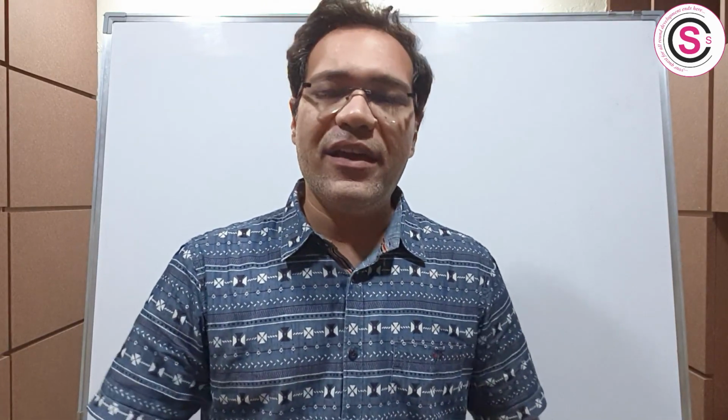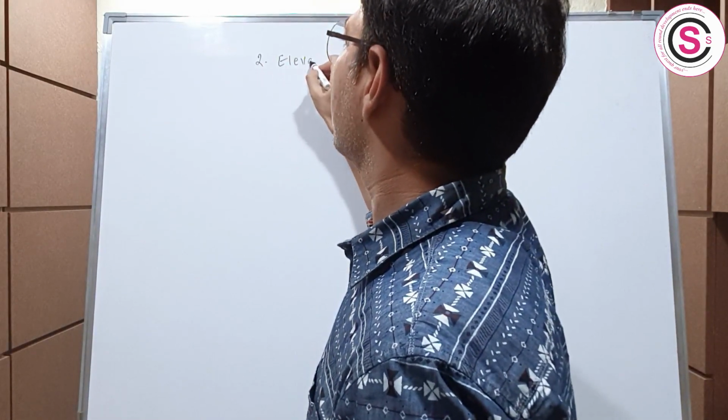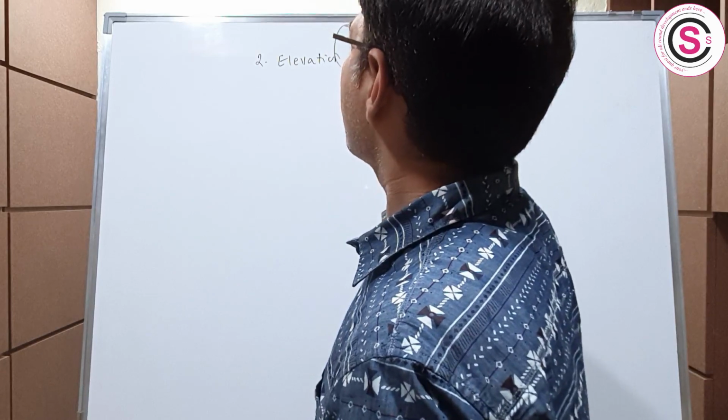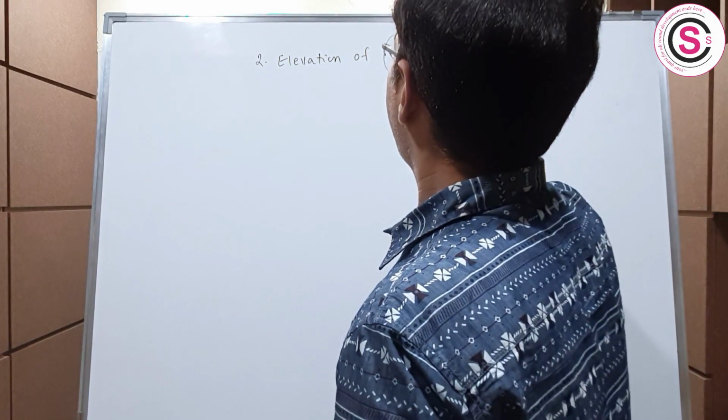Okay, let's begin. The second colligative property, that is elevation of boiling point.